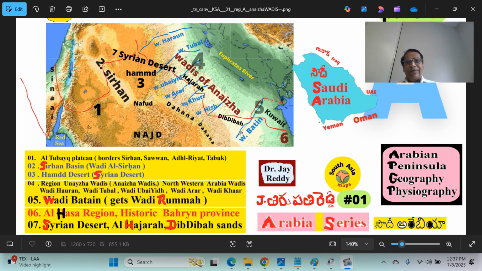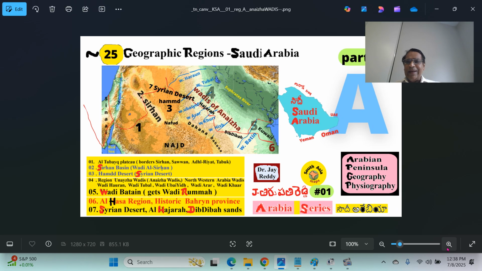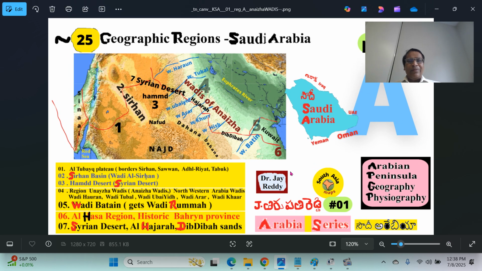Also, Wadi Batin forms the border between Kuwait and the Basra region, that is Mesopotamia, today Iraq, the Wadi Batin or Wadi Batina. The southern region is called Wadi Ruma. Remember, these can be spelled differently and Arabic names are pronounced differently. These are Romanized versions. All these things you have to keep in mind when I am presenting this to you.